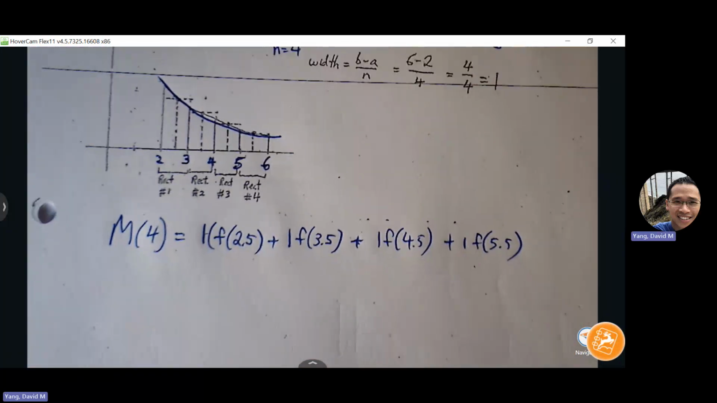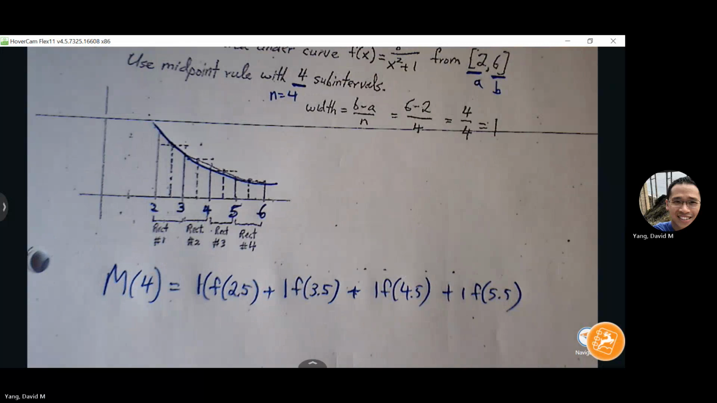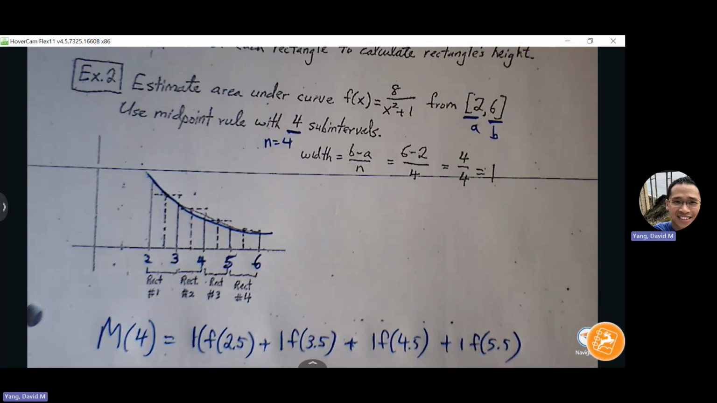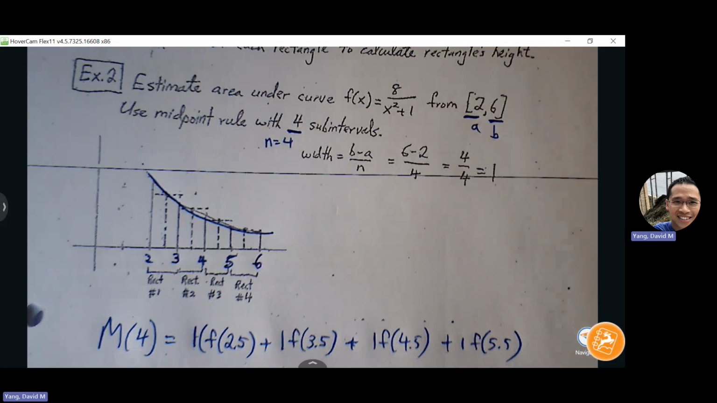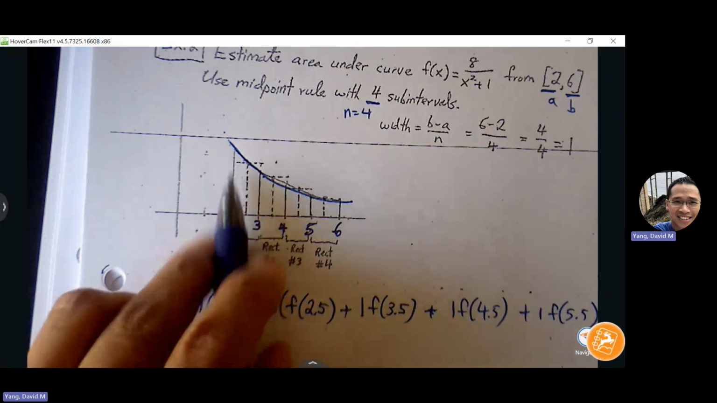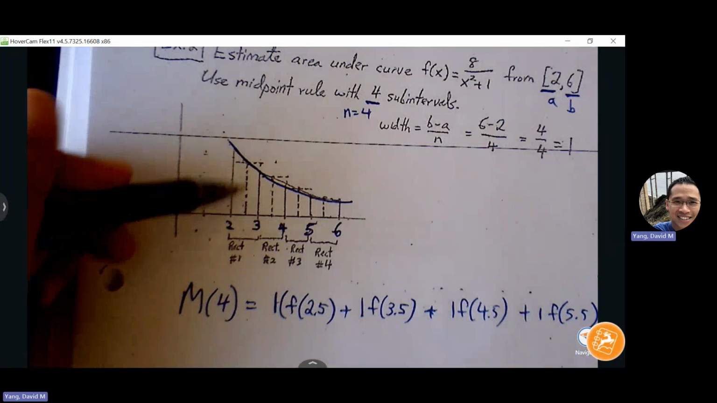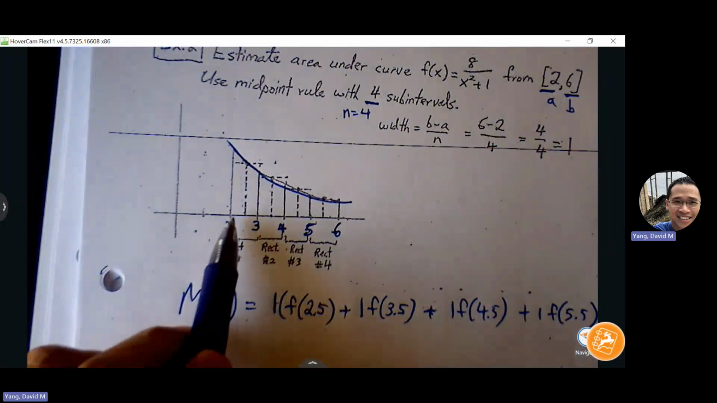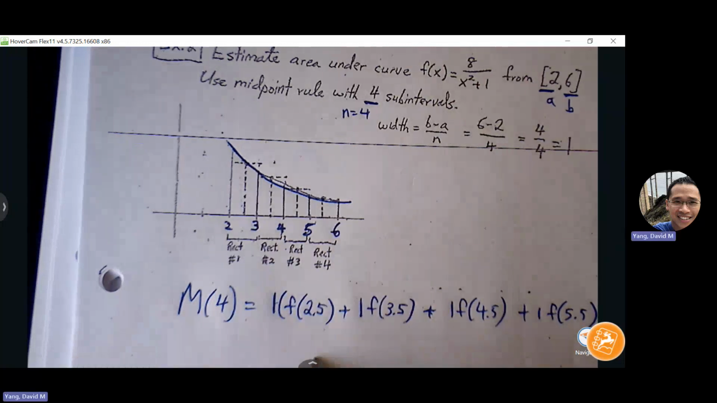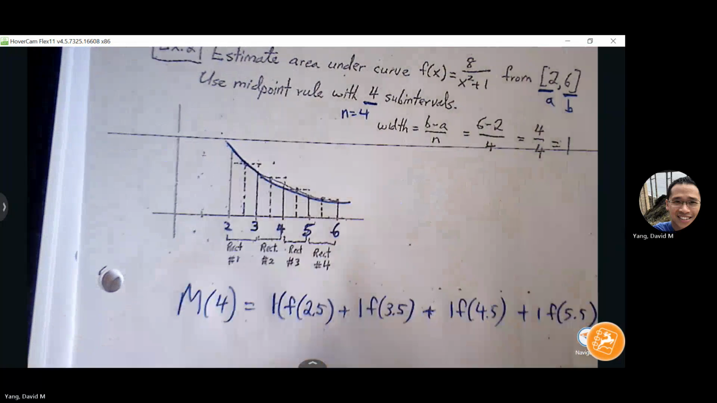Okay, question? Yes. I don't get how you got like 4.5. Got it. So you see how f of 2 and f of 3 will represent the left and right endpoint of the first subinterval. But we want to use the midpoint. So what's between 2 and 3? 2.5. So that's why we want to use 2.5.